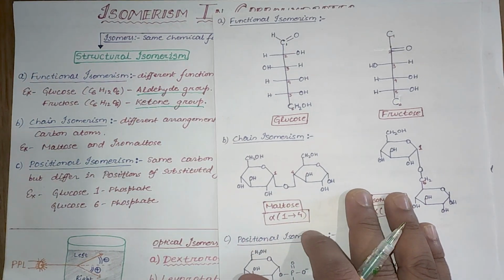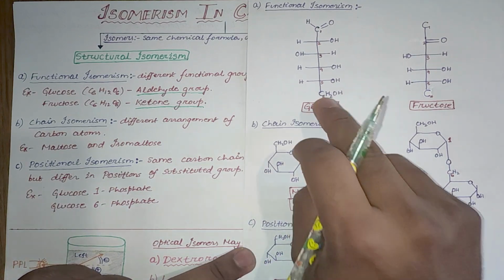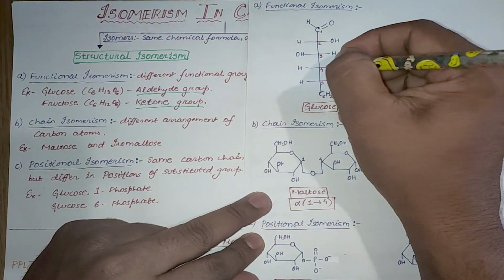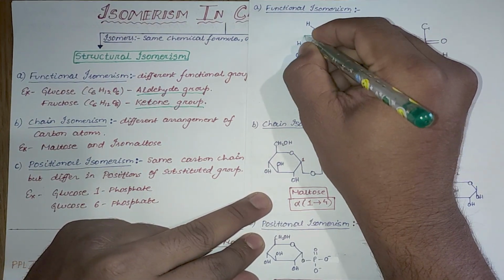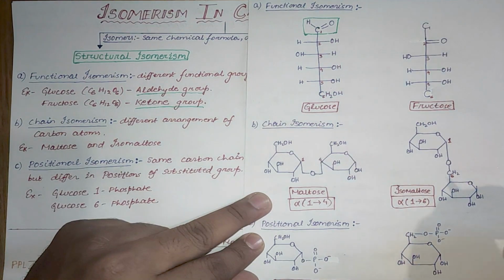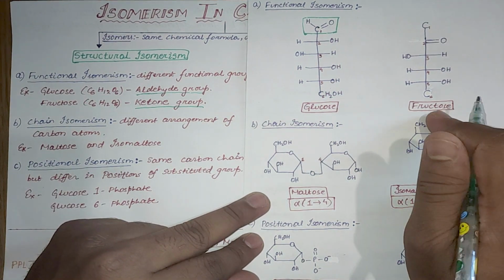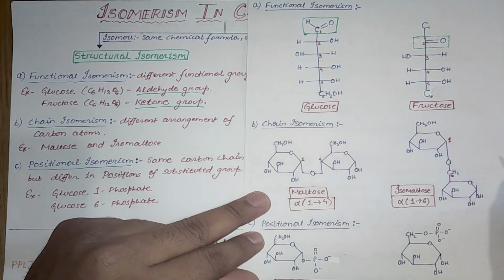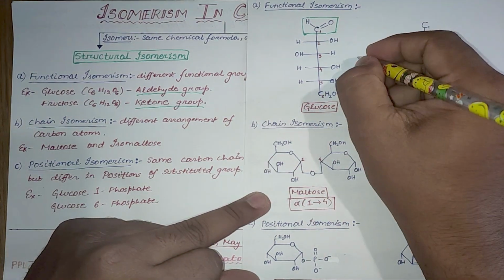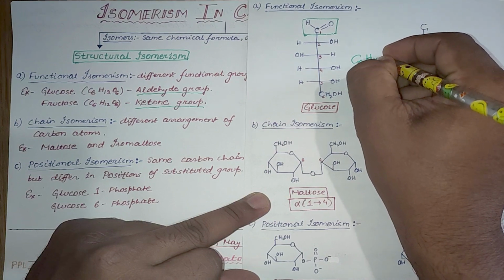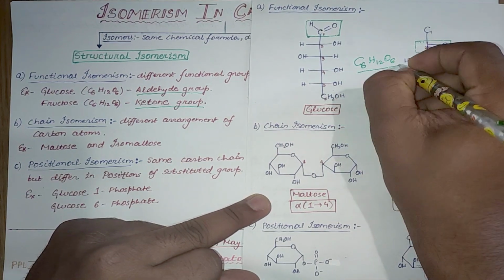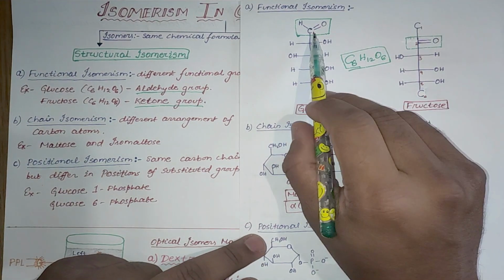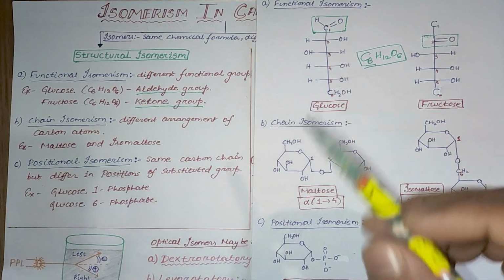You can see the structure here, that this is glucose and this is fructose. In glucose, the aldehydic group is present at the first carbon atom, and in fructose the ketonic group is present at the second carbon atom. These two have the formula C6H12O6, but they differ in their structure, that is, in their functional groups.